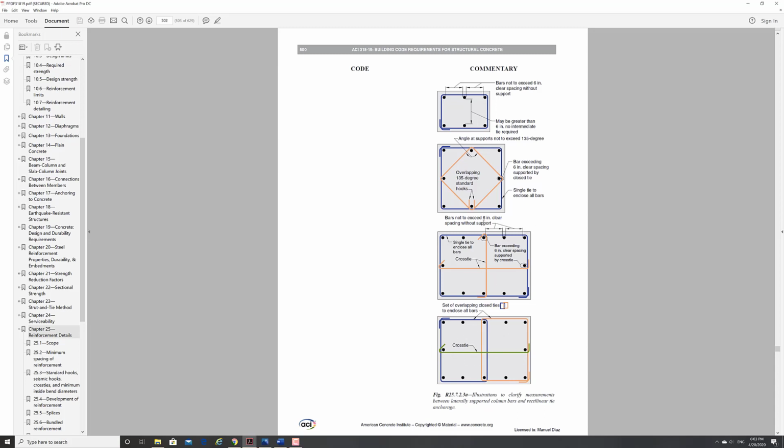But what is the key thing to remember? If the clear spacing is less than 6 inches, you can skip one bar. The next one has to have some kind of tie. Okay? If it's more than 6 inches, you cannot skip the bar. It has to have a tie.